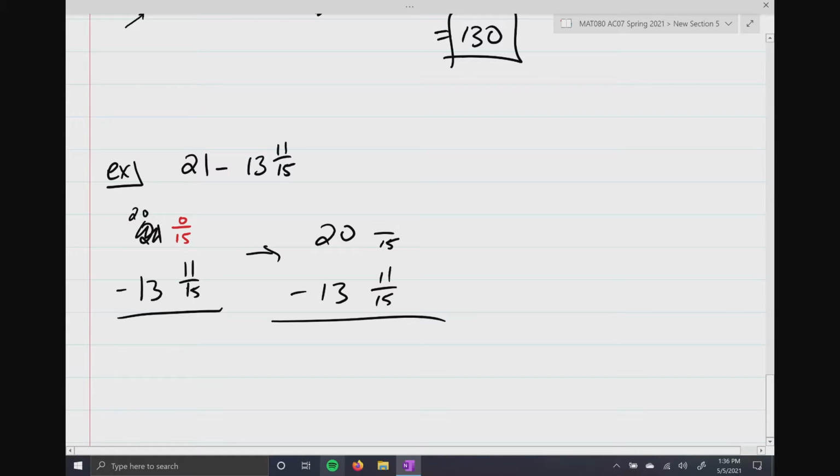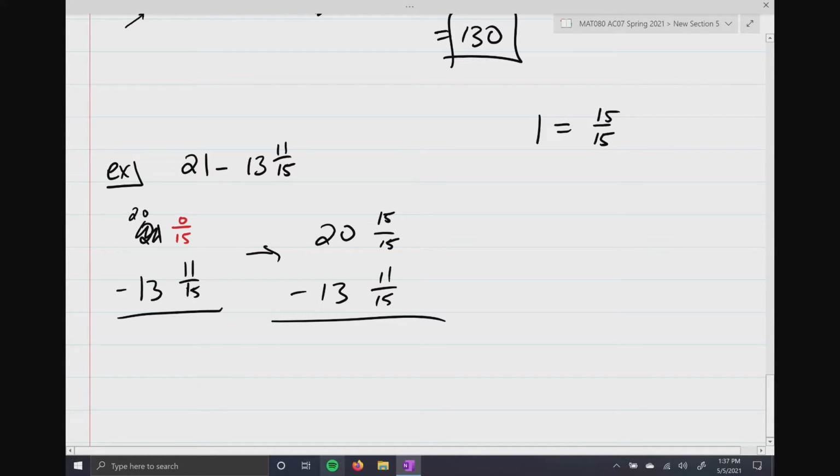That's a good question. Would it be 15? And why would you say that? Because you took one whole number away from 21. Good. And that one whole number, in this case, is 15/15. Remember, when you're borrowing with mixed numbers, look at the denominator. That will tell you how many you're actually going to borrow.